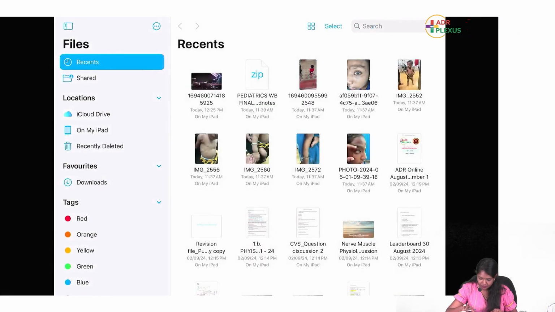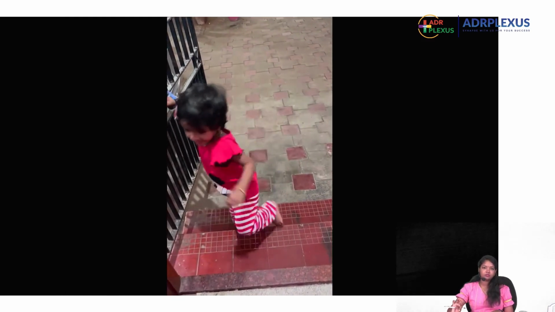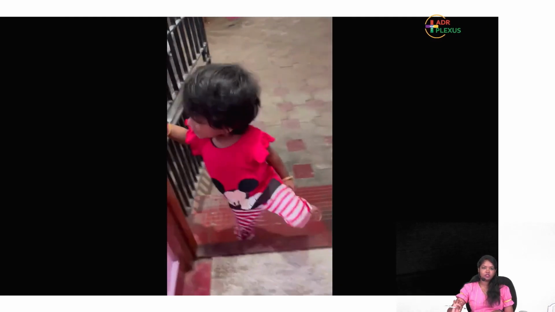So 2 year old. Look at this baby. What is the baby doing? How is the baby climbing up?